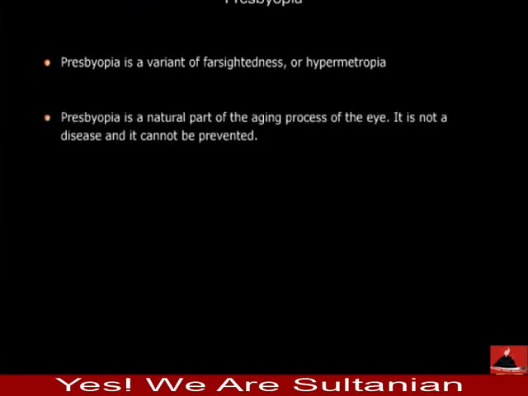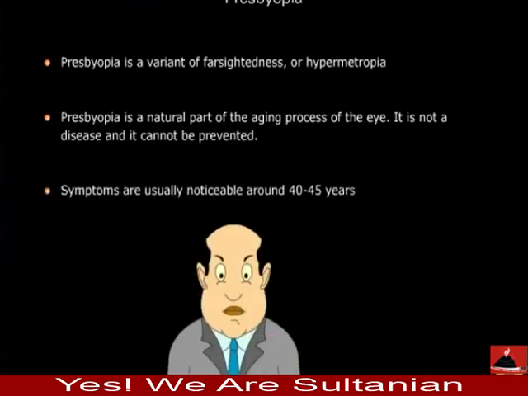Presbyopia is a natural part of the aging process of the eye. It is not a disease and it cannot be prevented. Symptoms are usually noticeable around 40 to 45 years.